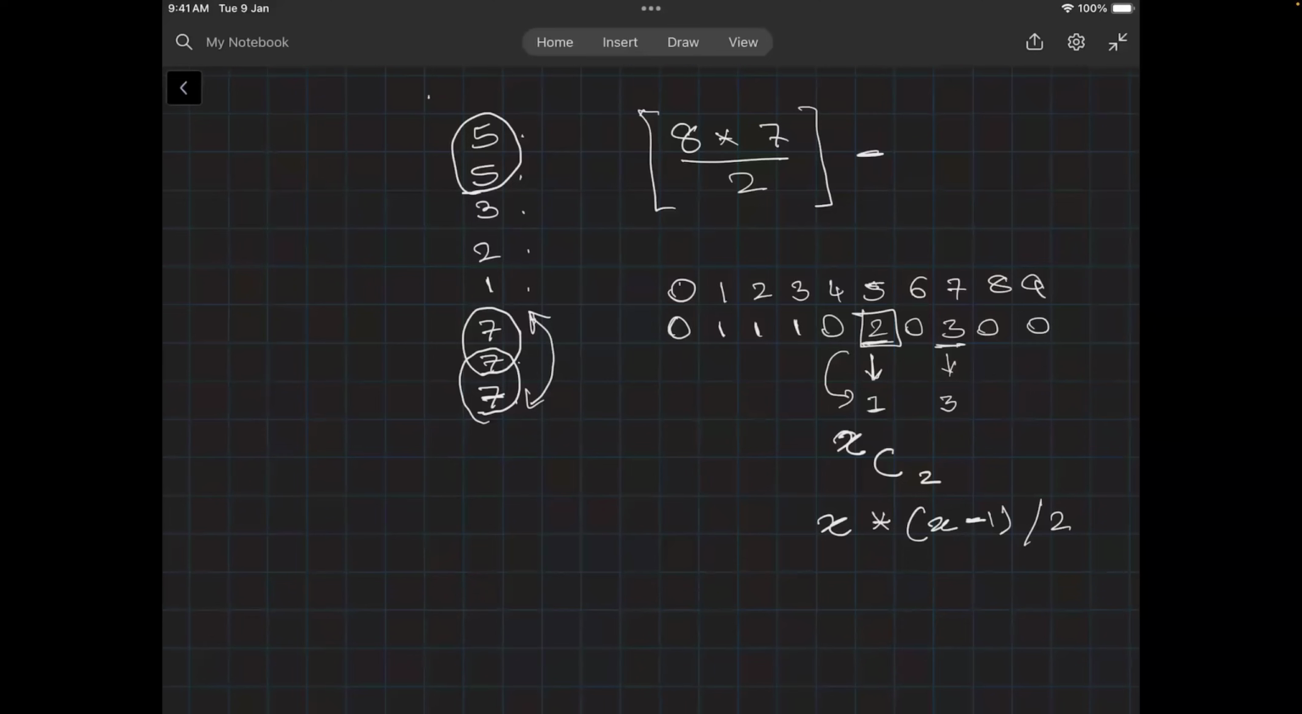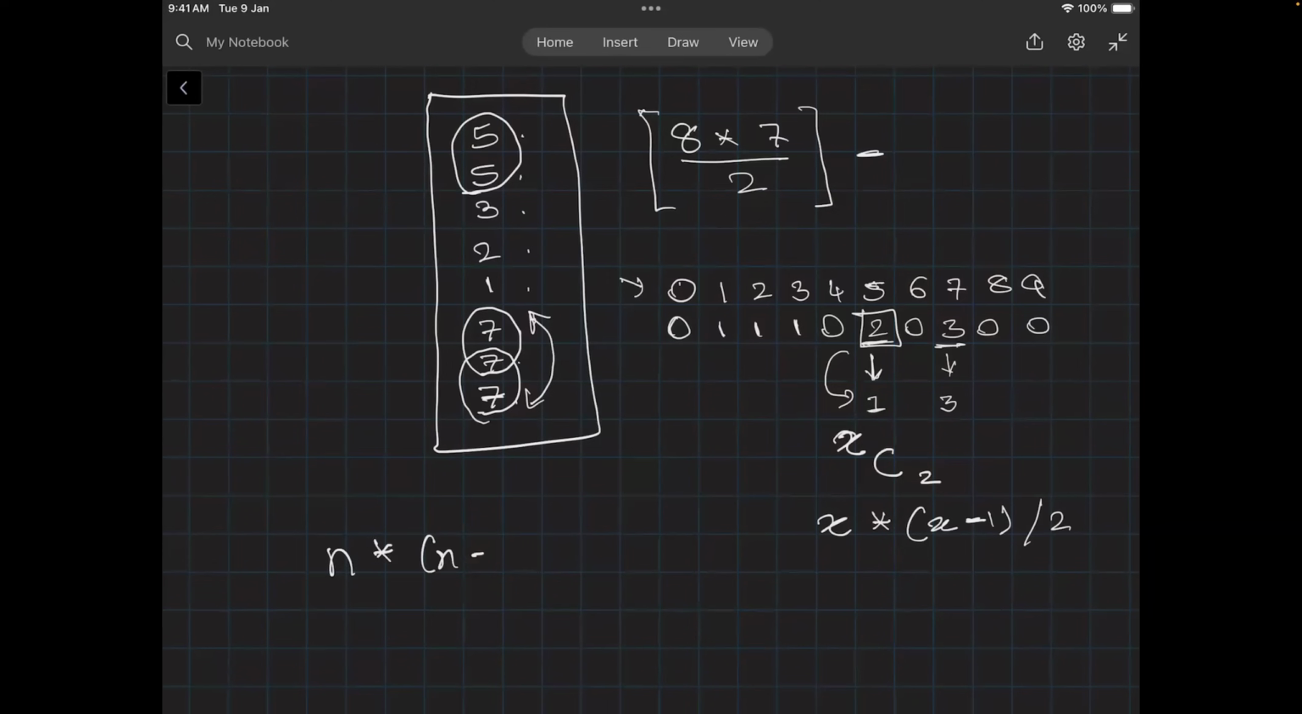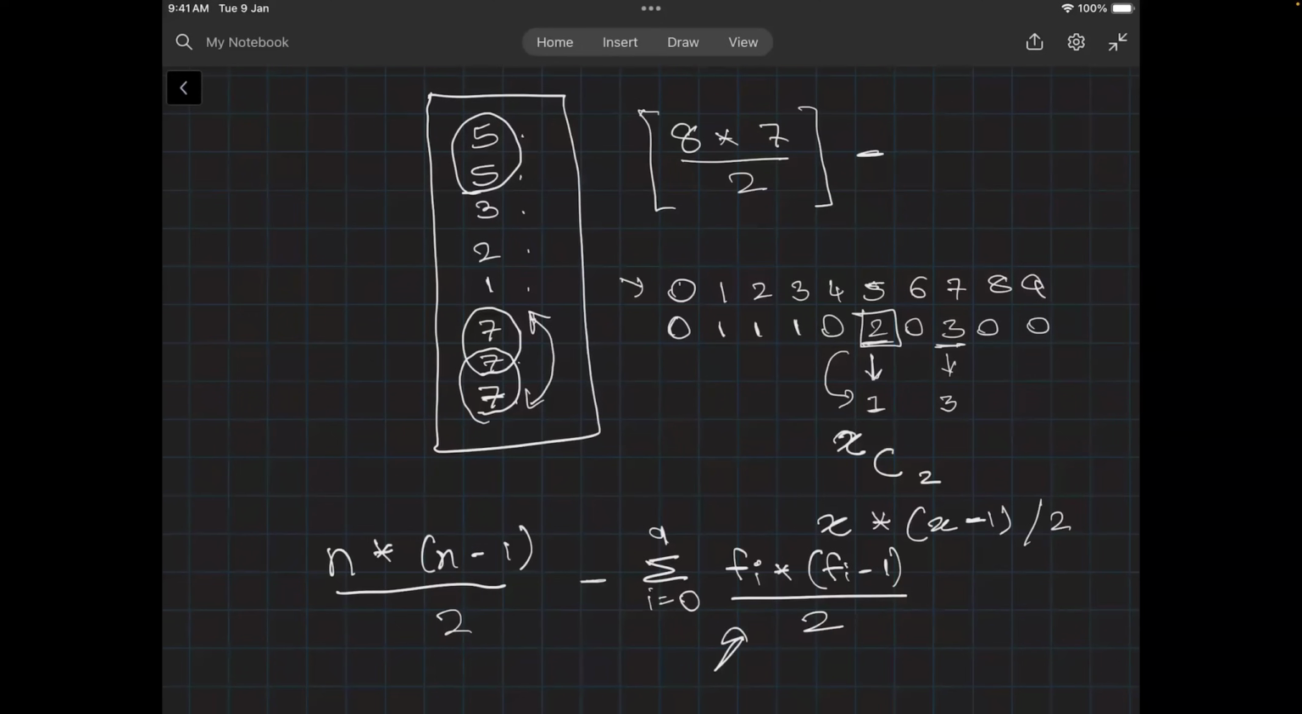So what do I do? I have been given a particular row, right? I calculate the frequency of every element. Now, since I have calculated the frequency of every element, I know what is my total. My total is n into n minus 1 by 2. From that, I subtract the pairs. I iterate from i equal to 0 to i equal to 9. And what do I subtract? I subtract frequency of i into frequency of i minus 1 divided by 2. What does this give me? The number of pairs I can make using this digit.